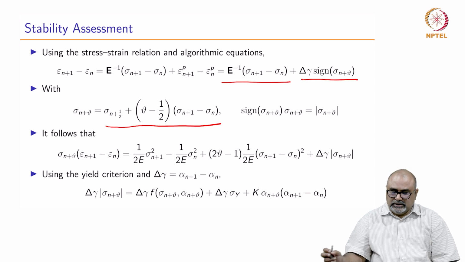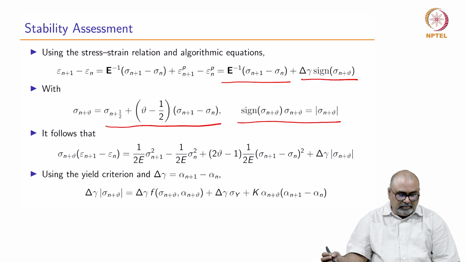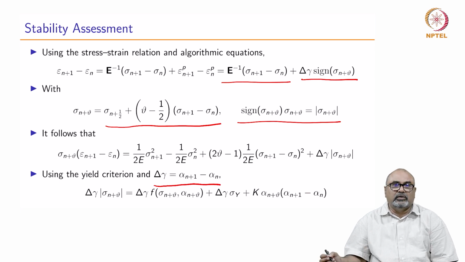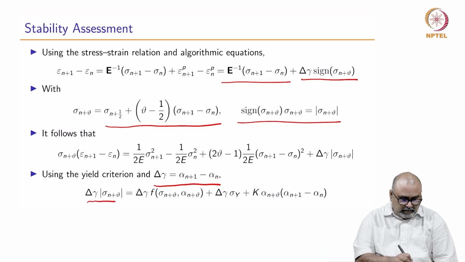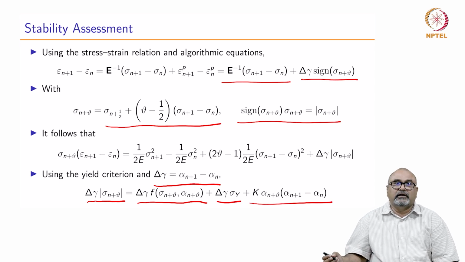Now, using the condition that sign of sigma n plus v times sigma n plus v is simply the absolute value of sigma n plus v, it follows that sigma n plus v times epsilon n plus 1 minus epsilon n can be written in this fashion. Using the yield criterion and noting that delta gamma is equal to alpha n plus 1 minus alpha n, we can write delta gamma times the absolute value of sigma n plus v as delta gamma times f of sigma n plus v comma alpha n plus v, plus delta gamma times sigma y plus k alpha n plus v times alpha n plus 1 minus alpha n.